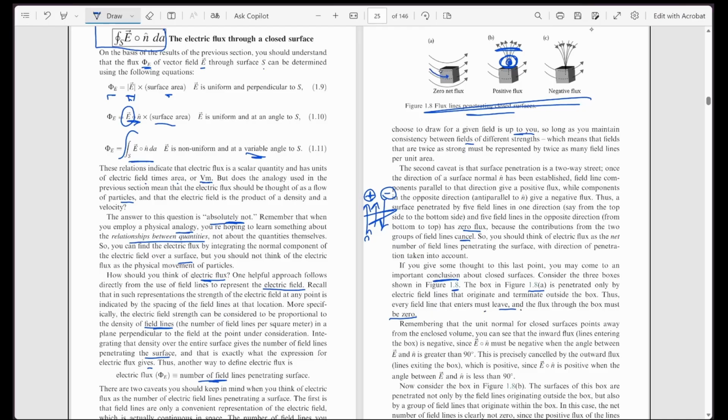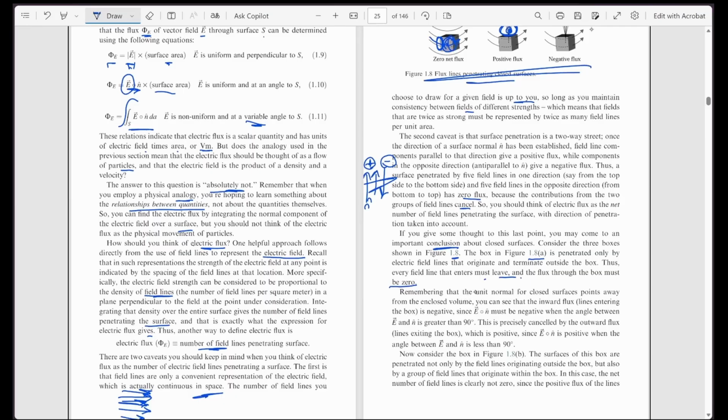Here we can see that flux is entering, and here it's leaving, so the total inside the box must be zero. Remembering that the unit normal for closed surfaces points away from the enclosed volume, you can see that inward flux lines entering the box are negative, since the electric field dot product with the unit normal must be negative when the angle between E and n is greater than 90 degrees. This is precisely cancelled by the outward flux lines exiting the box, which are positive, since E dot n is positive when the angle between E and n is less than 90 degrees.